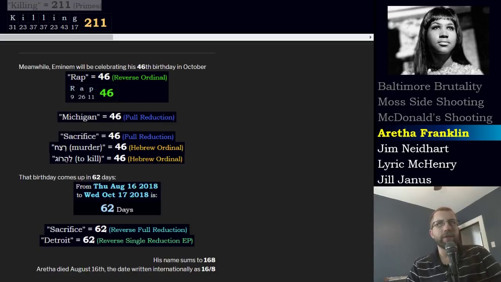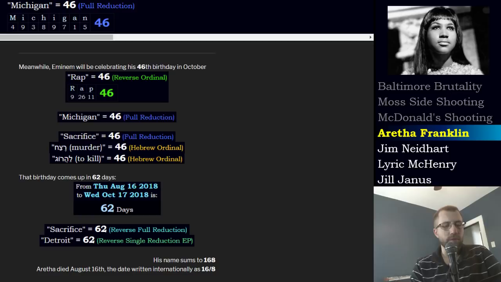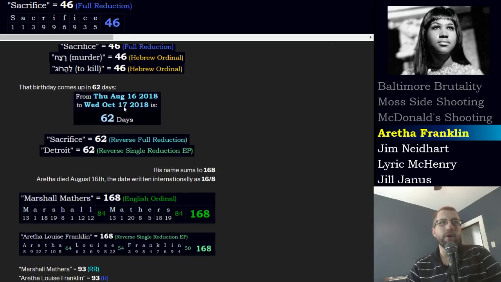Next, we'll look at this death in relation to Eminem. Eminem turns 46 in a couple of months. The word rap equals 46. Michigan equals 46, but this is also a number of sacrifice. Sacrifice equals 46. In reverse reduction, sacrifice equals 62. And Marshall Mathers was 62 days before his 46th birthday on the date of her death.